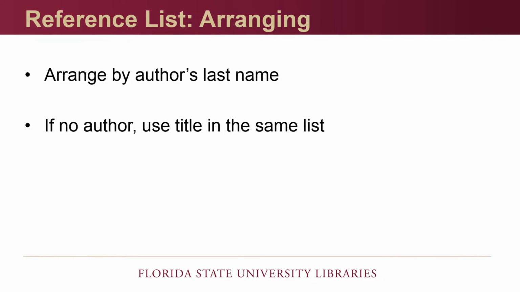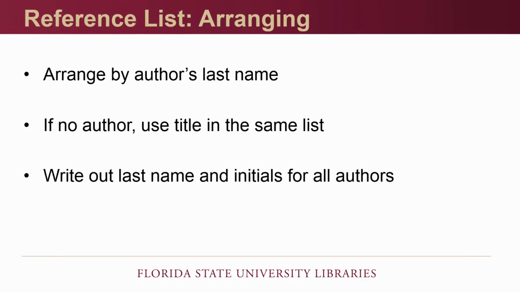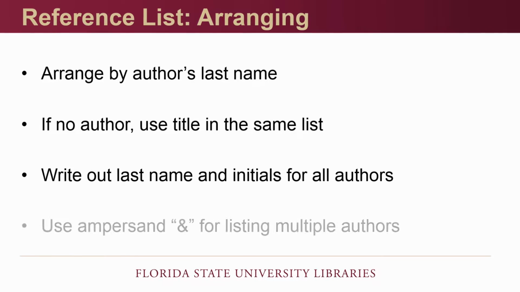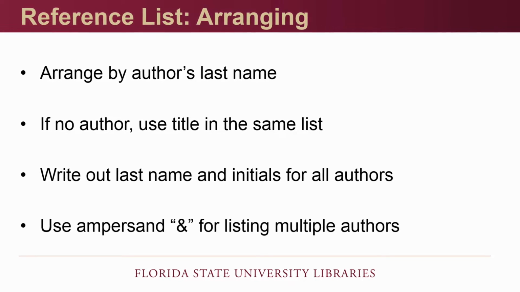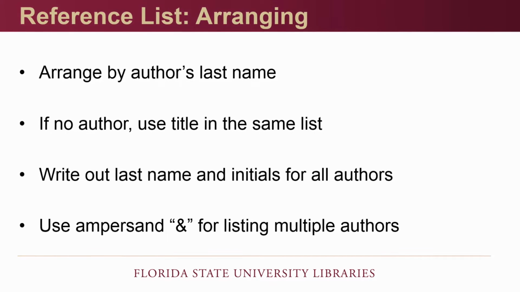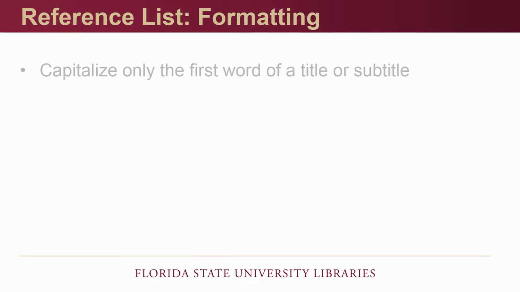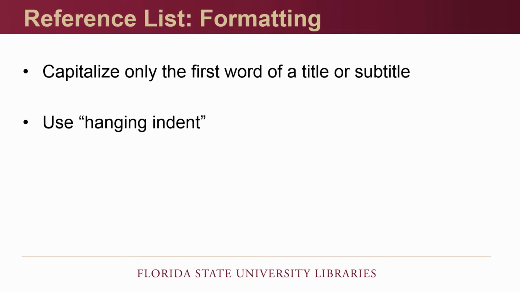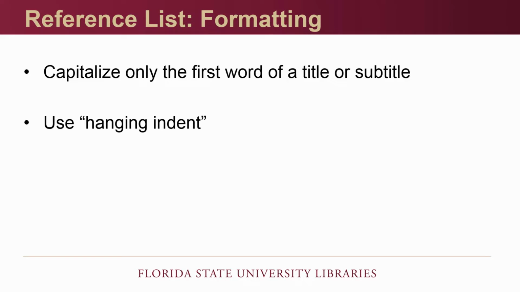Write out the last names of all the authors using an ampersand for listing multiple authors. After the 6th author's name, use an ellipses in place of the author's name. Then provide the final author's name. Capitalize only the first word of a title or subtitle of a work. Use a hanging indent as your format. This involves indenting every line but the first for each reference.